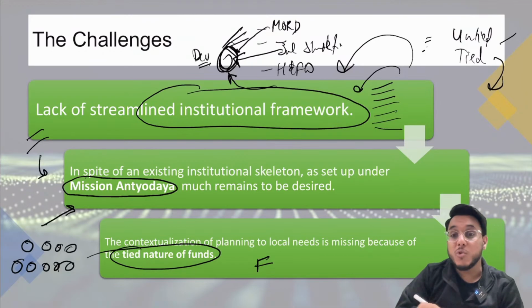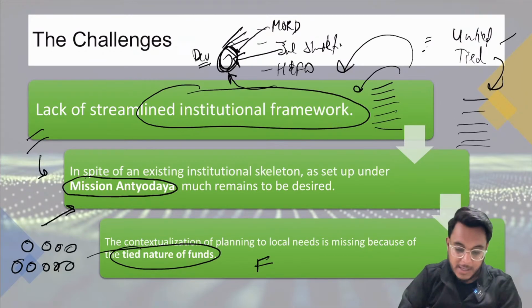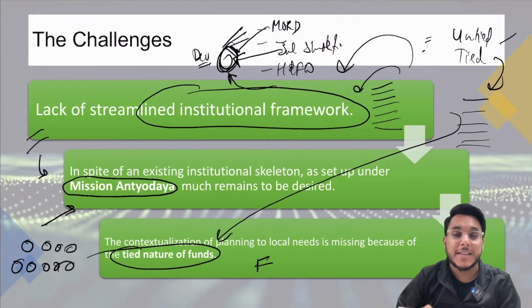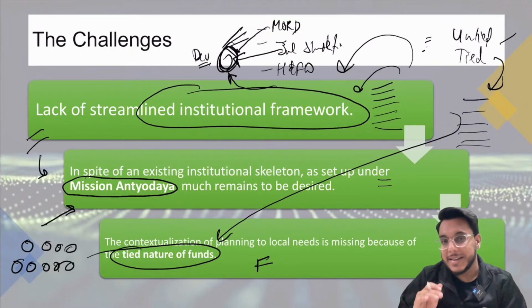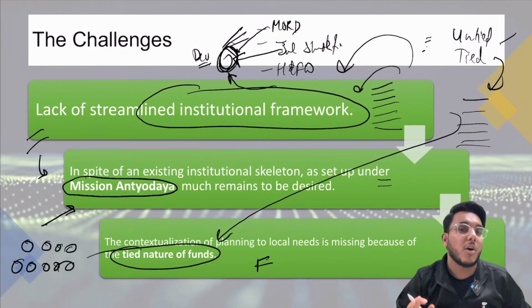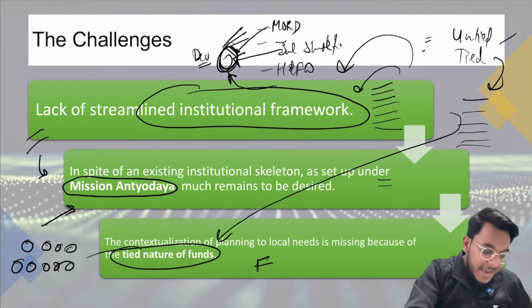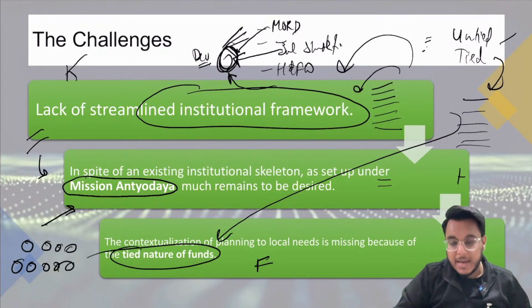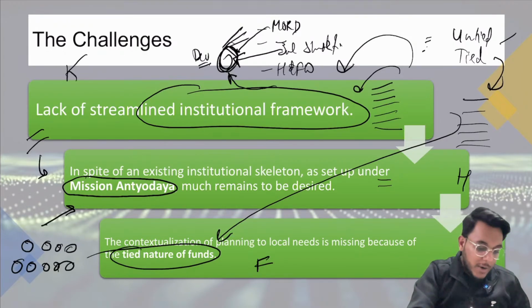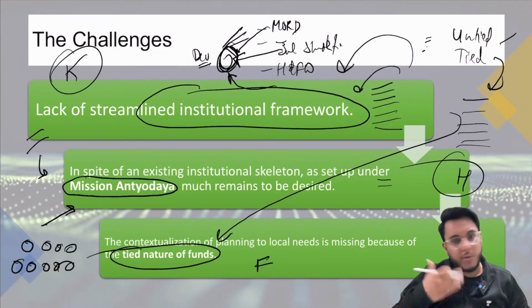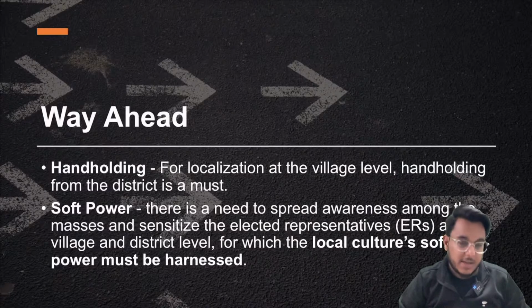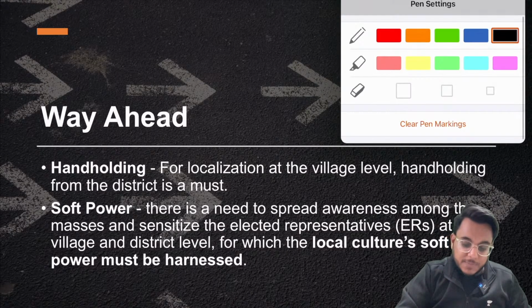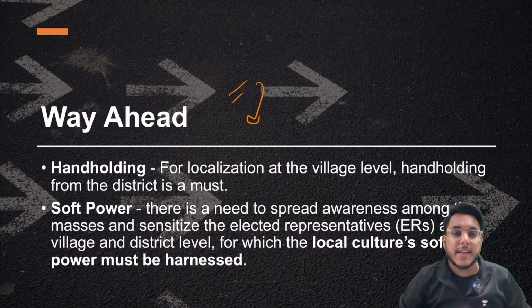Tied fund means that you can use money only for the purpose for which it has been allotted. So most of the funds are the tied type of funds. Now understand this particular thing, guys, that one size fits all is not an optimum solution. Kerala might have a different problem, Haryana might have a different problem. If you are giving tied funds for one particular thing, they will not be very effective. You need to give flexibility to the states. Fine. Now in this direction, certain ways forward can be suggested.